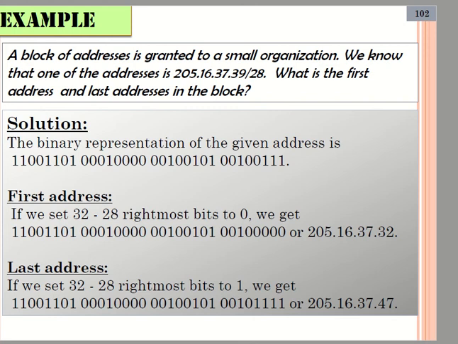Similarly, let us find the last address in the given block. If we make all these last 4 bits equal to 1, that will give us the last address in the given block. So 32 minus 28 is 4 bits, and we make the last 4 bits 1111. This will be our last address in the given block, which is 205.16.37.47.